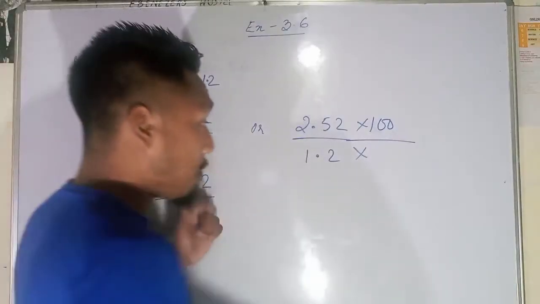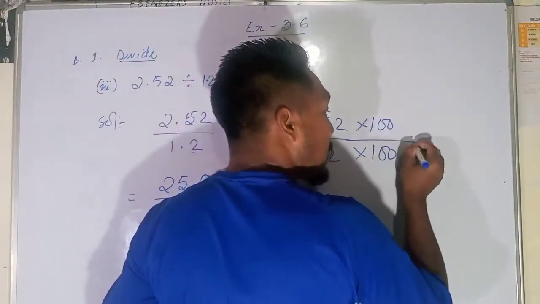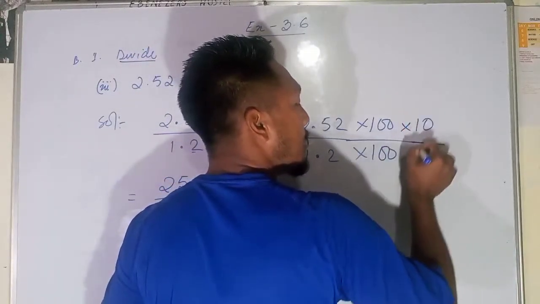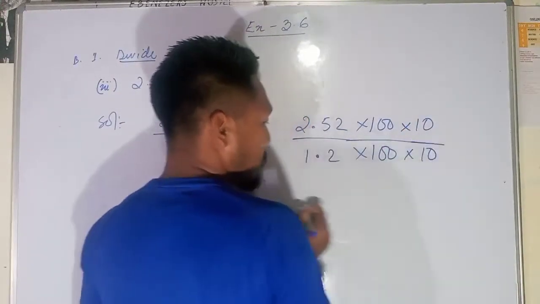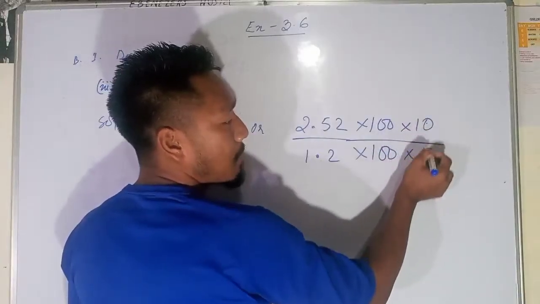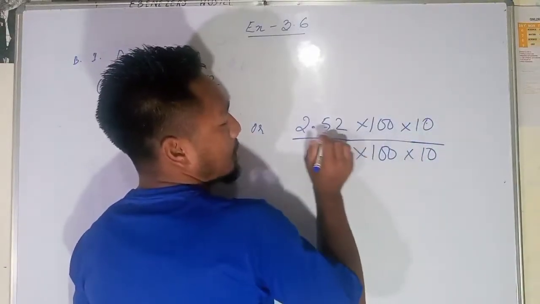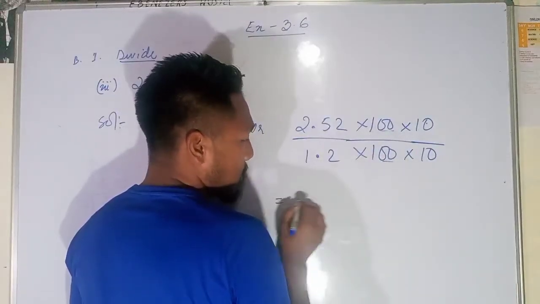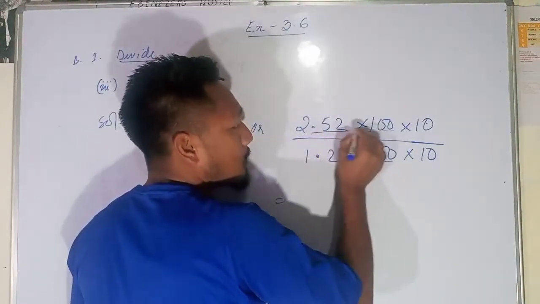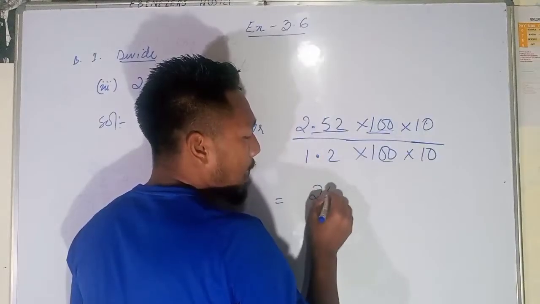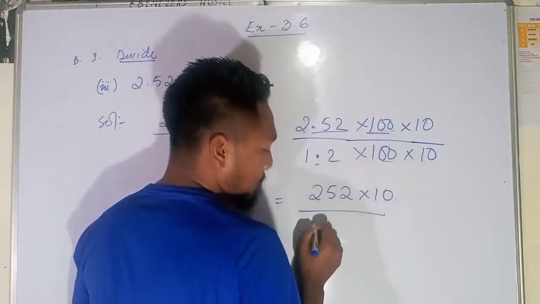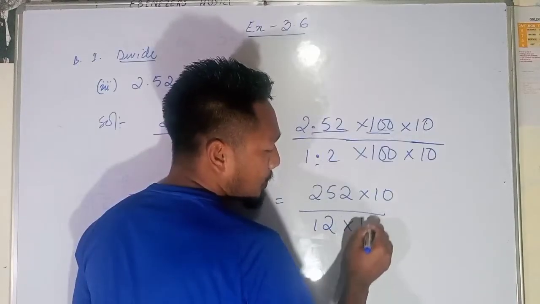Okay, then downside also I have to multiply by 100. Now see here, we have only one number here, that means I have to multiply by 10, again 10 here. So for downside we have only one number, that is why I multiply 10 by 10. Again upside we have only two numbers, that means I have to multiply by 2 zeros. So if you multiply, this will become 252 into 10, and this will become 12 into 100.